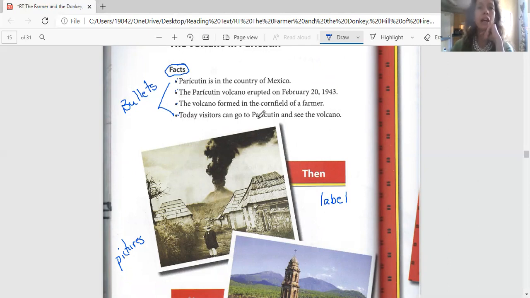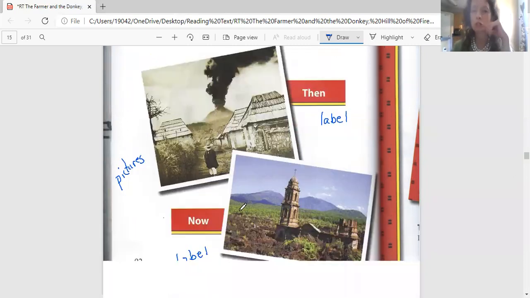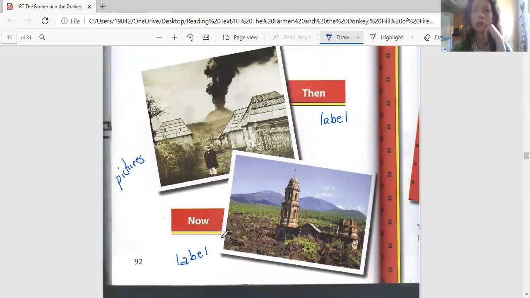All right, so we've got this Paricutin in the country of Mexico. We've got our facts right here. I know our eye is going to go directly to the pictures, so let's look at the pictures and talk about them. You see a picture of back then, and look at what's happening here. We've got a volcano with all of the smoke billowing out, the smoke coming out of the volcano in the village right here.